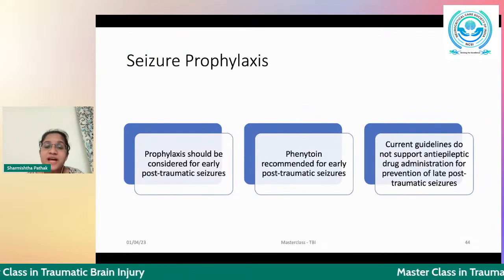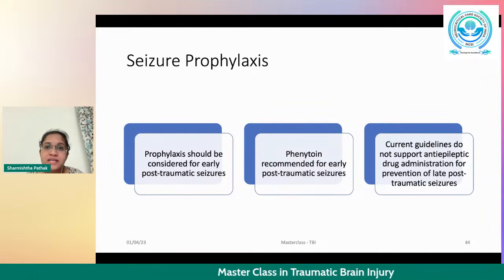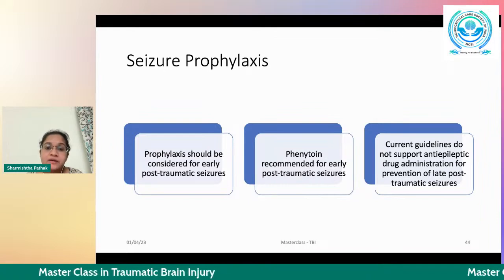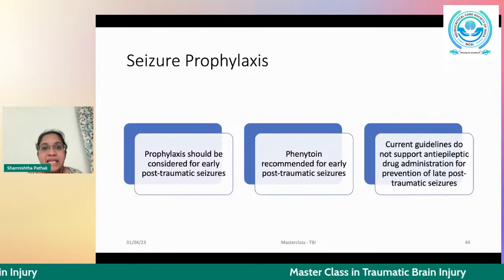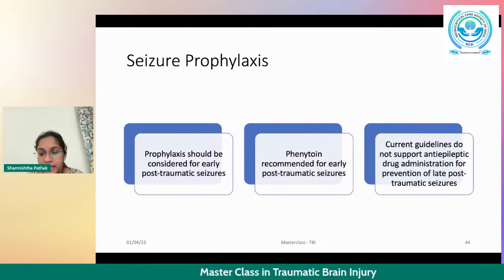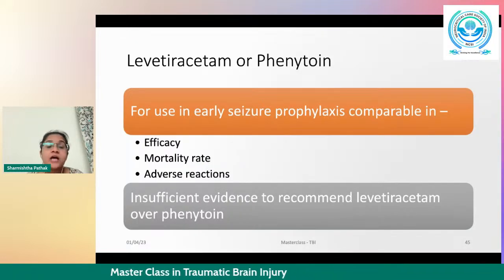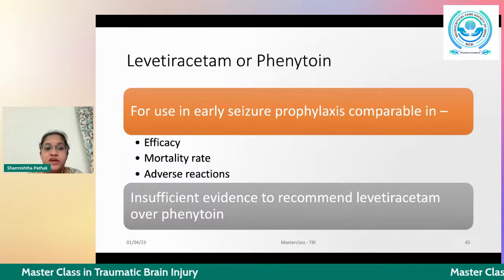Moving on to seizure prophylaxis in the ICU, it should be considered for treating early post-traumatic seizures, that is, the seizures occurring within the 7 days. Phenytoin is recommended for early post-traumatic seizures, and current guidelines do not recommend any anti-seizure prophylaxis for late post-traumatic seizures. Now the question comes whether levetiracetam or phenytoin.